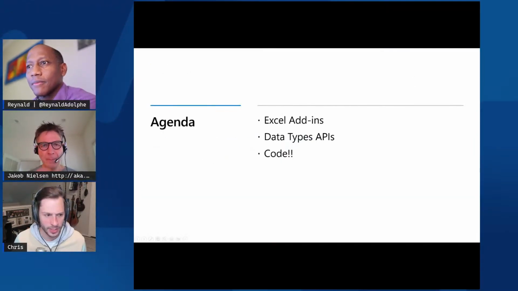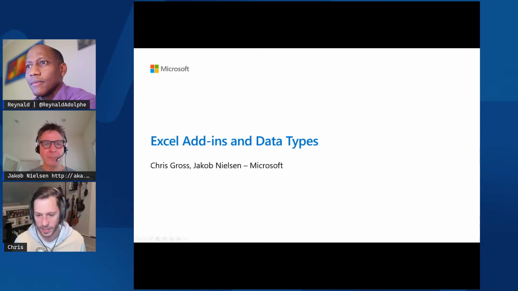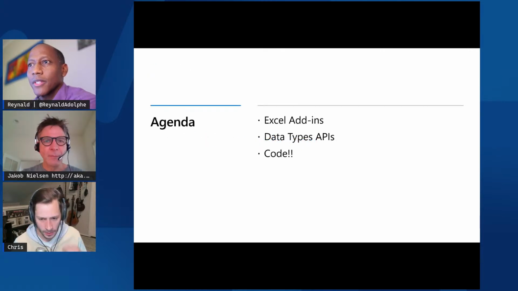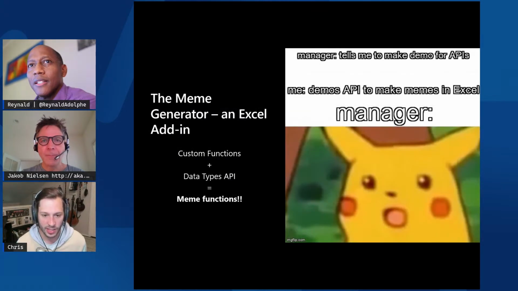So as Jakob mentioned, we'll be talking about Excel add-ins, and in particular, we're going to talk about a new feature we have called data types. We're going to be talking about APIs and code and how you can leverage all that. Okay. So as far as the agenda, we're going to talk about Excel add-ins, data type APIs, and code. And in particular, I've picked a specific scenario today, and so I'm hoping to entice you all, and you can follow along. And if you're able to follow along, I'm hopeful you can build this stuff too.